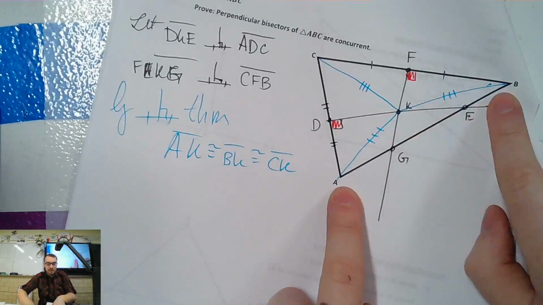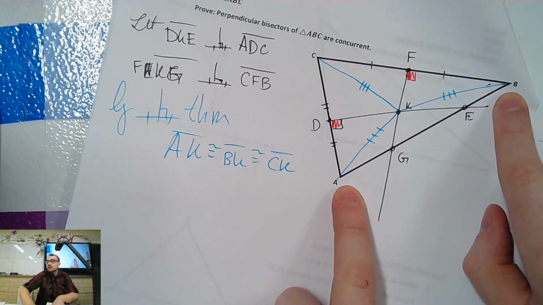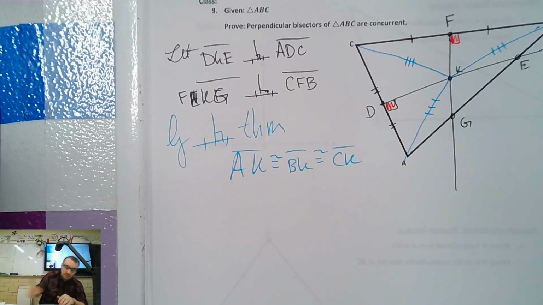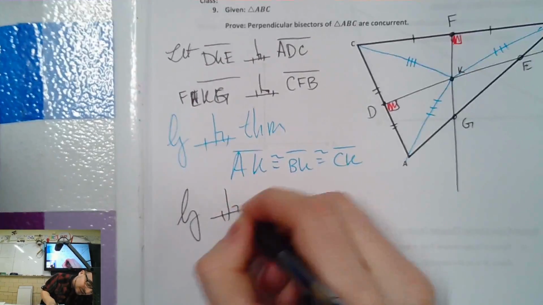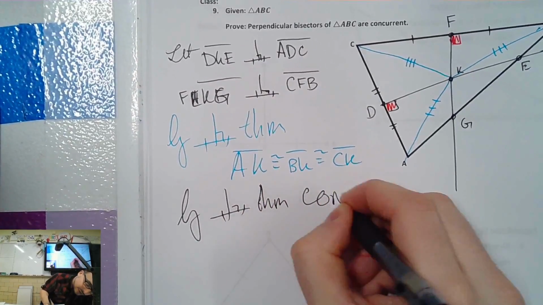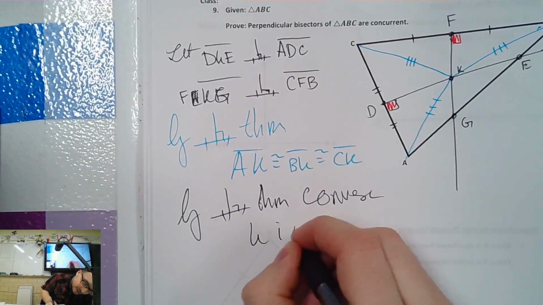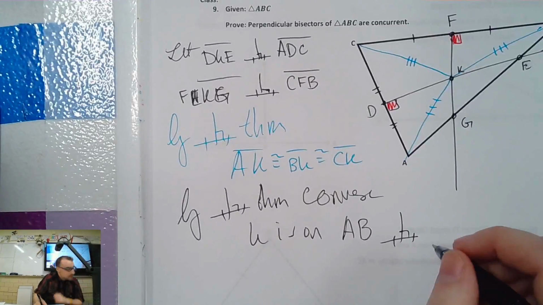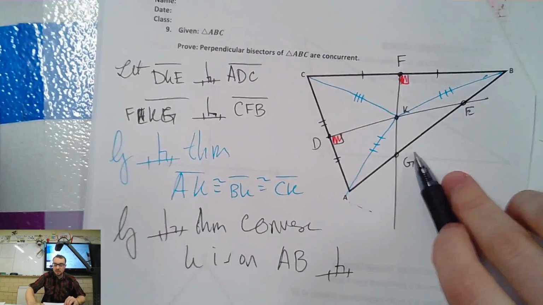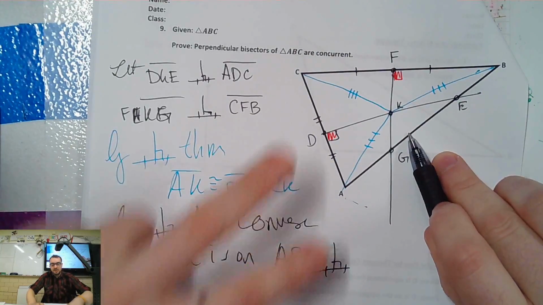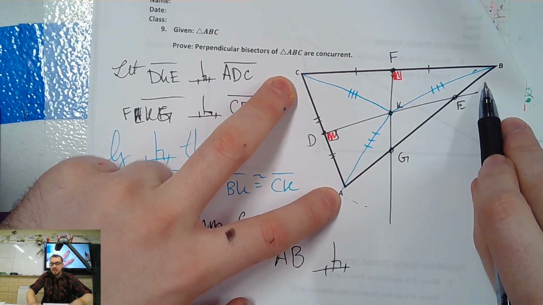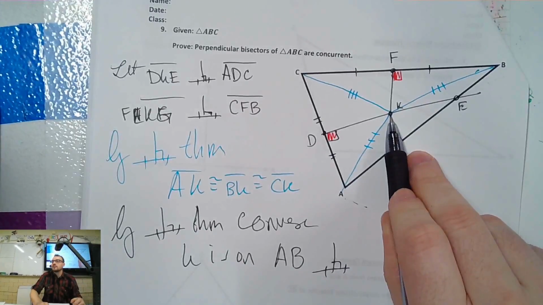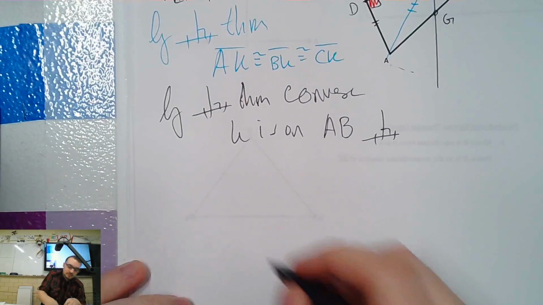So is K equidistant to A and B? Yeah, then it must be on AB's perpendicular bisector. So by perpendicular bisector theorem converse, K is on AB's perpendicular bisector. Well, if it's on AB's perpendicular bisector that I've yet to draw, and it's on AC's perpendicular bisector, and it's on BC's perpendicular bisector, then they must all intersect there, right? So we win.